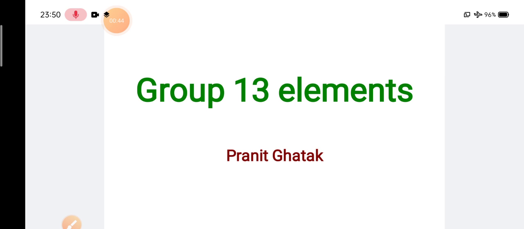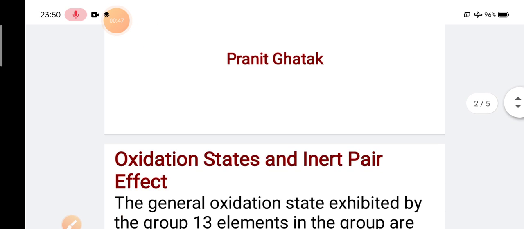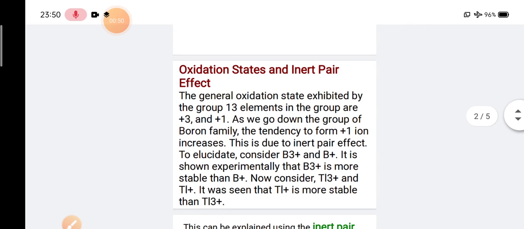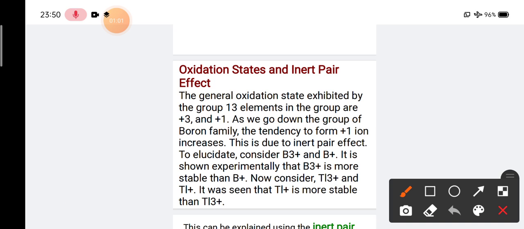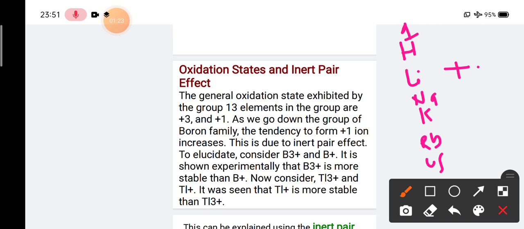So let's begin. The first topic of today is oxidation state and inert pair effect. As you know, mainly all of the elements of the same group have the same oxidation state. In the case of alkali metals, that is hydrogen, lithium, sodium, potassium, rubidium, cesium and francium, all of them have a similar oxidation state because they are in the same group, group number 1. All of them have the same oxidation state, that is plus 1.